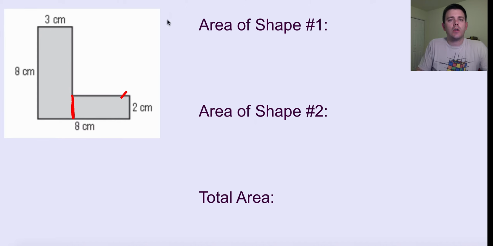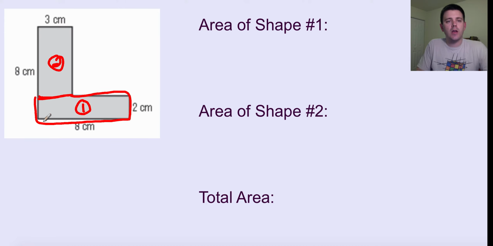Or you could split it up going this direction. Both of them are going to get the exact same area, so it doesn't matter which one you choose. Just make sure to use the correct measurements for each one. So for now, I'm going to go ahead and leave it like this. So I want to find the area of this rectangle and this one. So we'll start here.